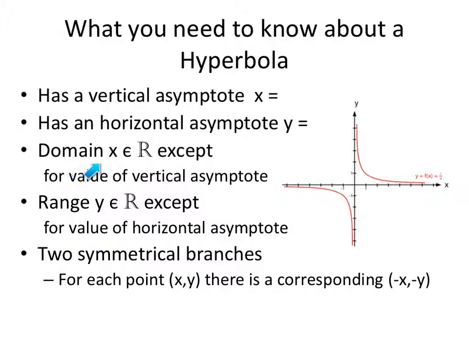The domain is x can be anything it wants to be. So x is an element of all reals, except it can't be the vertical asymptote. In this case, 0. Y can be anything it wants to be. So y is an element of all reals, except for the value of the y asymptote. So y cannot be 0. And both of the branches, that's what these things are called, are symmetrical. And so for each x, y, like for this point here, there's a corresponding negative x, negative y, which is kind of cool.